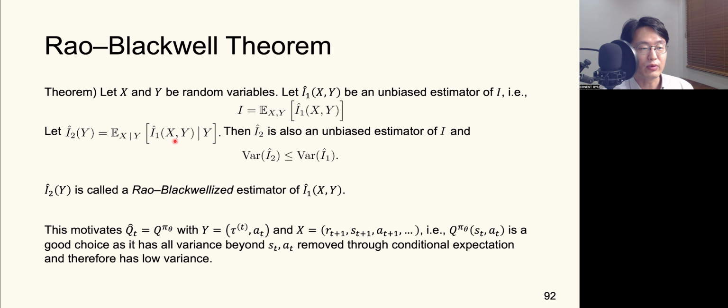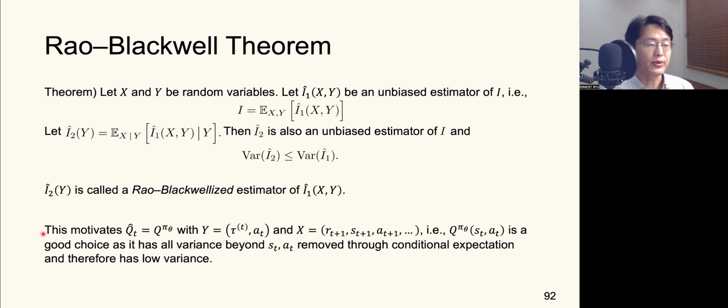So the randomness that would have been contributed by the x random variable is now gone, is now suppressed, and therefore I2 has a smaller variance. That's sort of the intuitive explanation of this theorem. In terms of terminology, this I2 estimator is referred to as the Rao-Blackwellized estimator of I1, and it's considered better when you have access to it because, well, you have smaller variance.